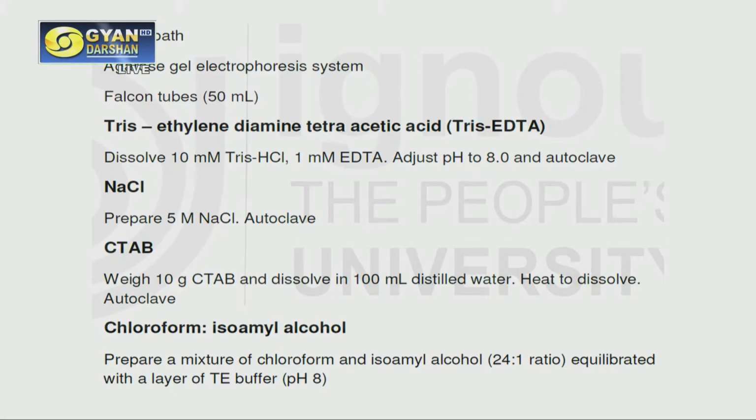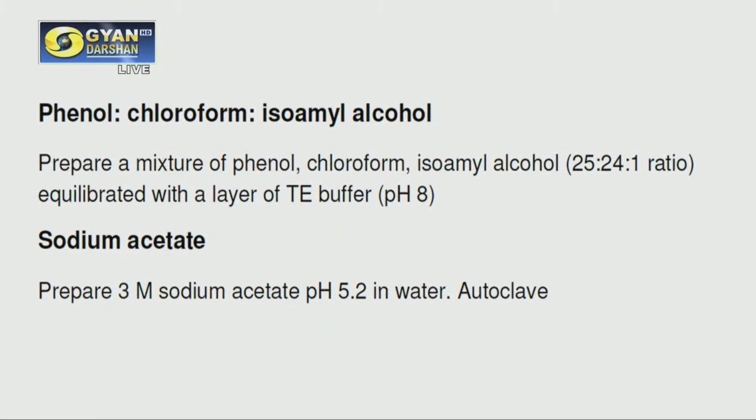And you need chloroform isoamyl alcohol mixture, that is 24:1 ratio, equilibrated with a layer of TE buffer pH 8. Phenol chloroform isoamyl alcohol mixture, that is 25:24:1, that is volume ratio, equilibrated with a layer of TE buffer pH 8. And then sodium acetate, 3 molar sodium acetate pH 5.2, and then you have to autoclave it.